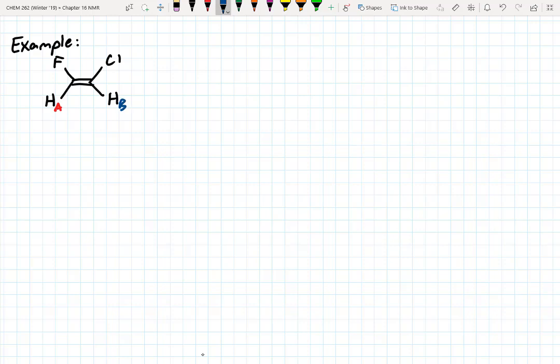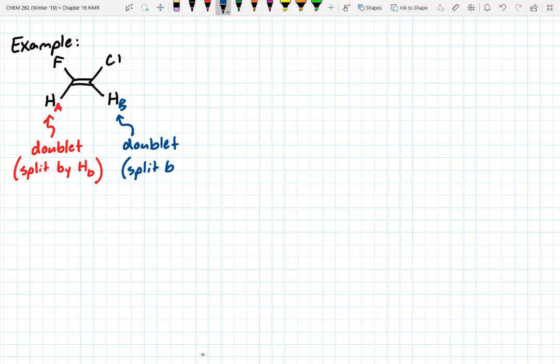All right, so if we think about HA, what will it be split as? It'll be split as a doublet. So HA will be a doublet. And we know that its 3-bond neighbor is HB, so we're going to assume that HB is the thing splitting it into the doublet. All right, and then over here, what about HB? It's also going to be a doublet. They're going to be 2 distinct doublets. They're not going to share the same frequency on the NMR spectrum. And this one's going to be split by HA.